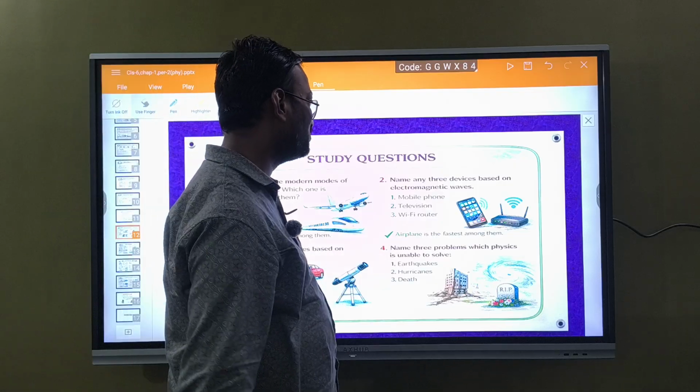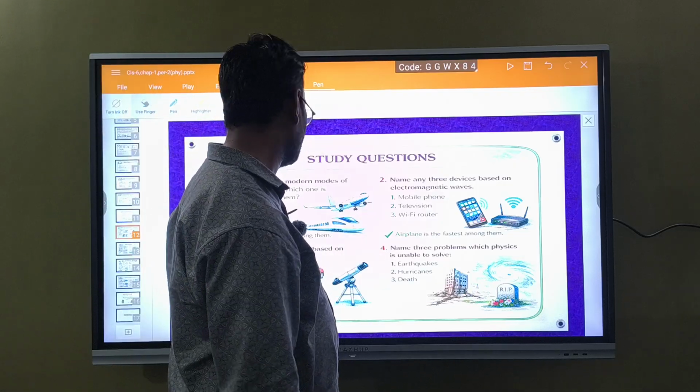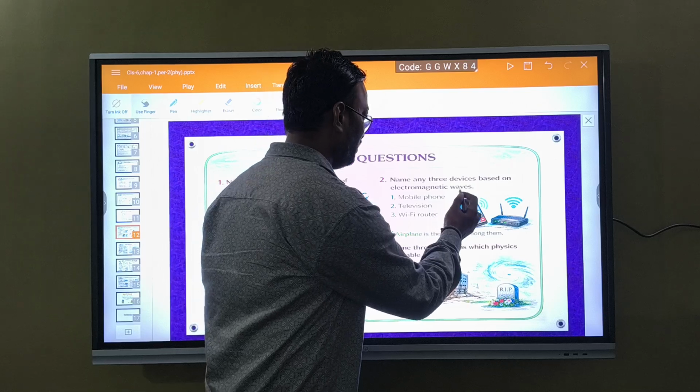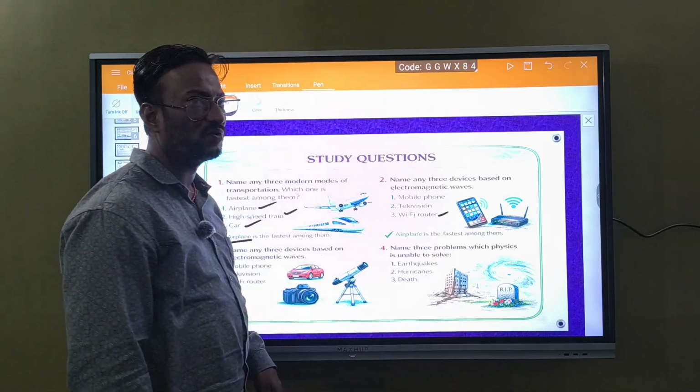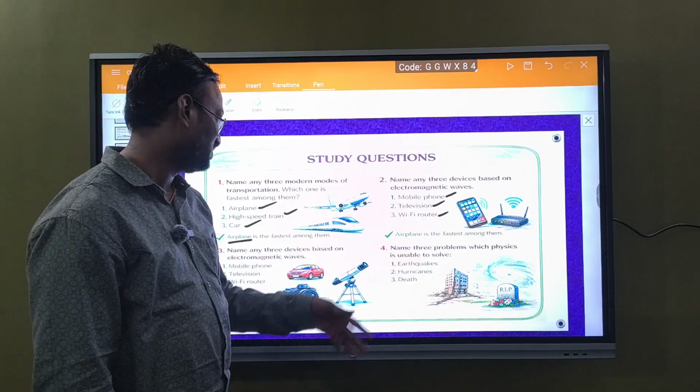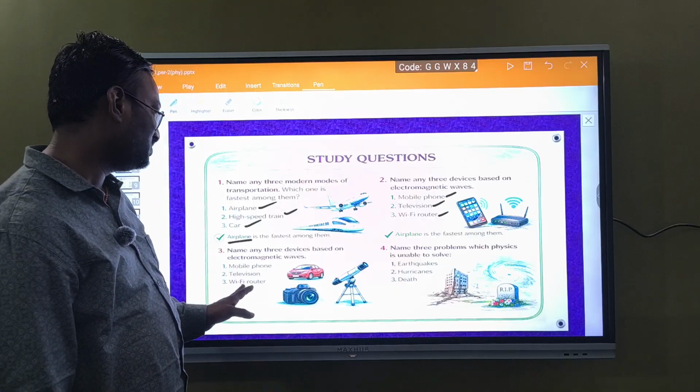Name any 3 devices based on electromagnetic waves. Mobile, television, Wi-Fi router. These are all things we use nowadays.